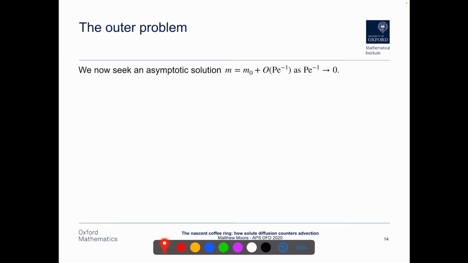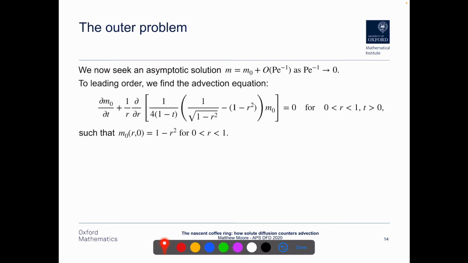So the naive thing to do is just to go and expand, say the Peclet number is large, do an expansion, and then we're just left with this advection equation, which says that this is the velocity that advects the mass to the contact line. You go and solve that. It's a relatively simple exercise in characteristics, and you get a solution that looks like this.